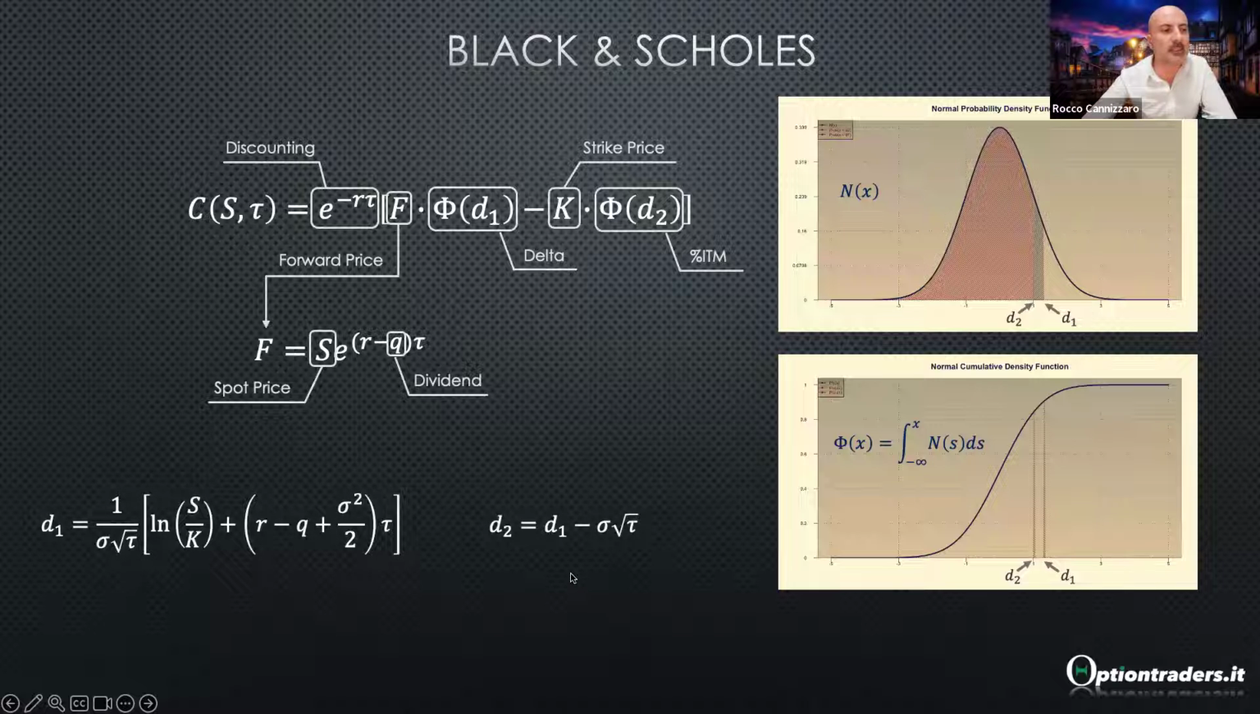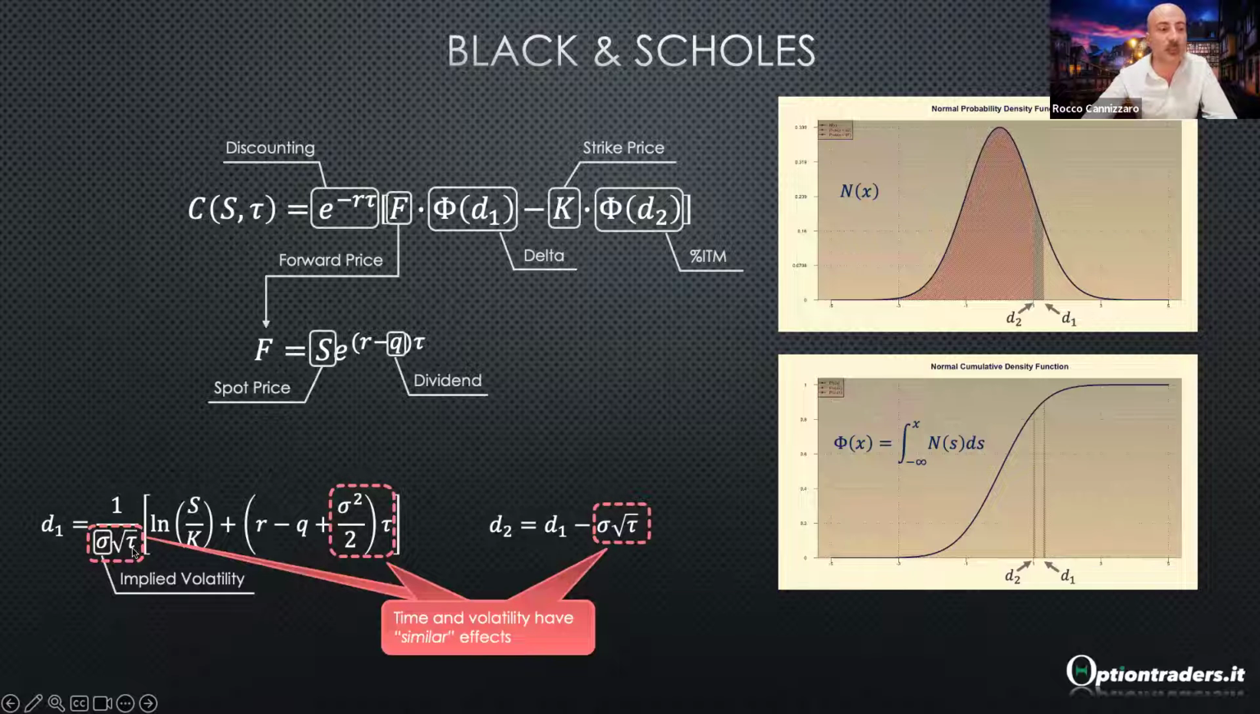So what are D1 and D2? Here's the formula, but essentially sigma is the implied volatility, and tau is the time to expiration, expressed in years. So if tau equals 1, it means it's 1 year from expiration. Then we have this ratio of S over K, which is basically the moneyness. How much are we in the money? If it is a call, S is the spot price and K is the strike price. If the spot is above the strike price, so if this ratio is above 1, we are in the money. If the ratio is below 1, we are out of the money, right?